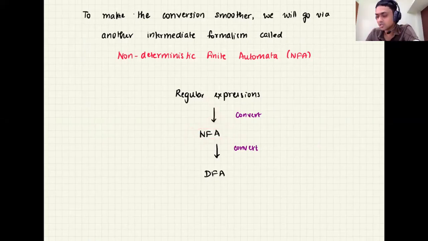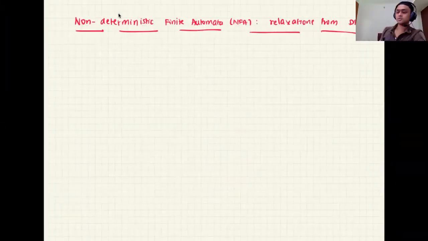And we will also see that NFA can be converted to DFA. So this provides a smoother algorithm for the conversion. This is one motivation behind non-deterministic finite automata. So let's see what non-deterministic finite automata are.